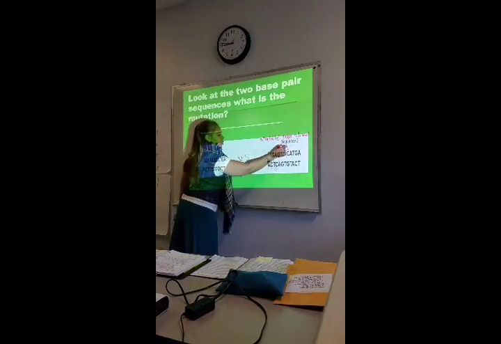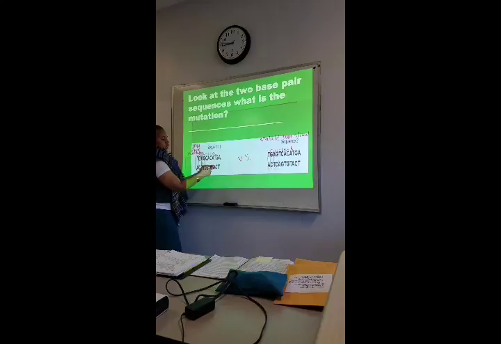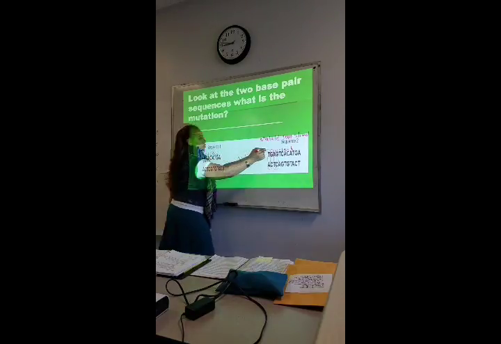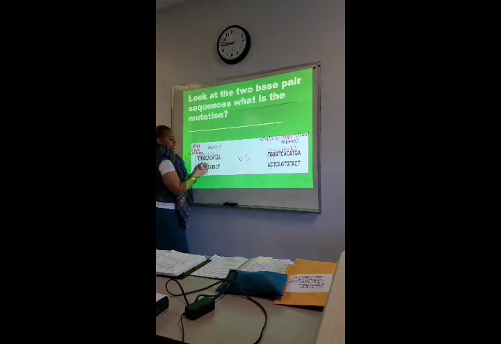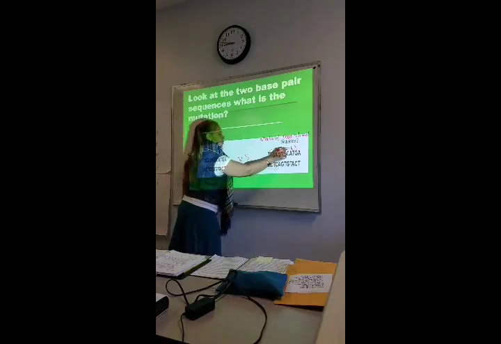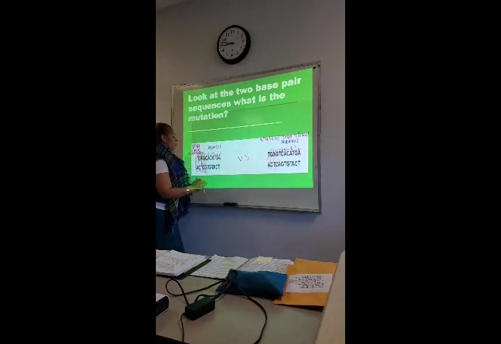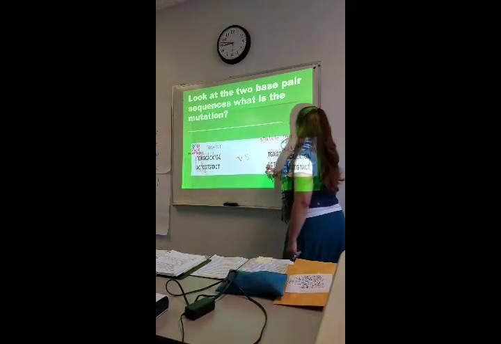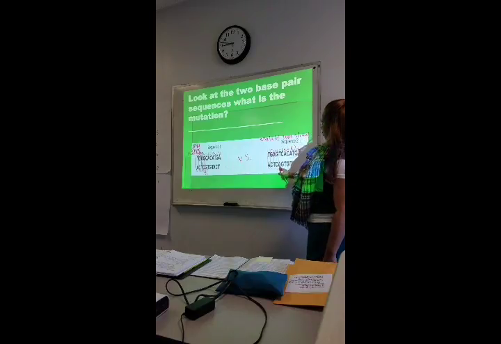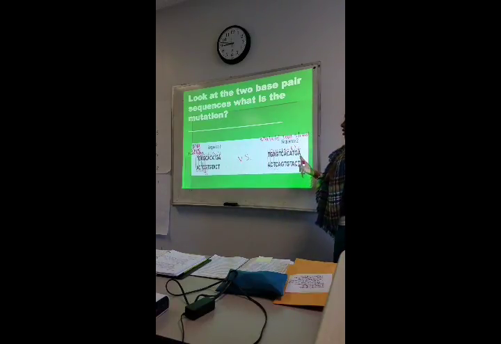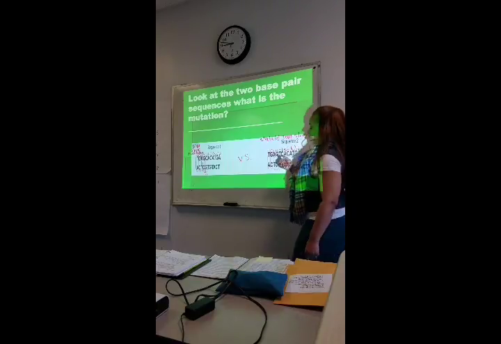Yes. A GC? Yes. And an AT? Yes. So if we count them, we have 1, 2, 3, 4, 5, 6, 7, 8, 9, 10, 11. Here we have 1, 2, 3, 4, 5, 6, 7, 8, 9, 10, 11, 12. So therefore, what is it? It's insertion.